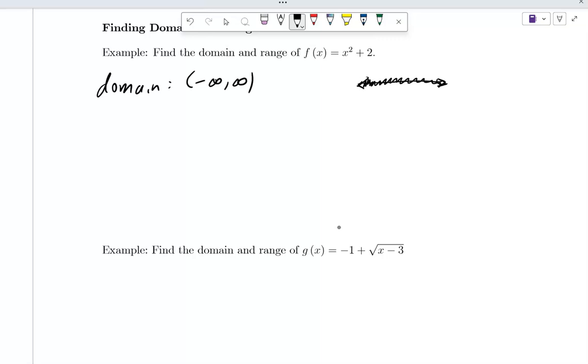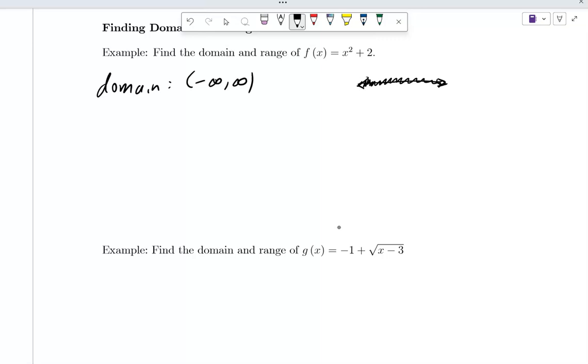So your domain, your interval notation, is just using endpoints to describe that. The parenthesis means that the endpoint would not be included, and we'll use a bracket for included. In this case, infinity is not a real number, so we would always use a parenthesis on the infinity. How about the range, though?